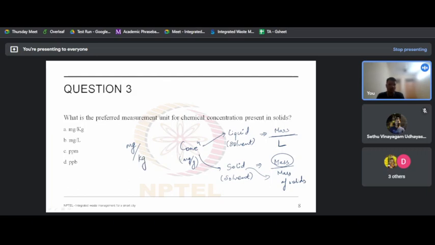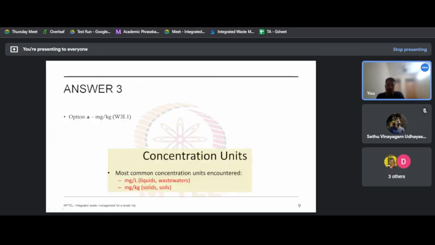So that is the case for solid, and when we have a liquid as the solvent, we'll consider milligrams per liter. So milligrams per kg, that is option A, is the correct answer. Students can refer to the first lecture of this week, where we are talking about the concentration units.